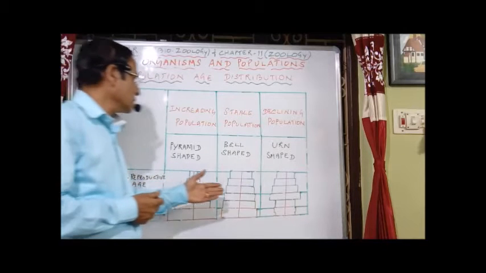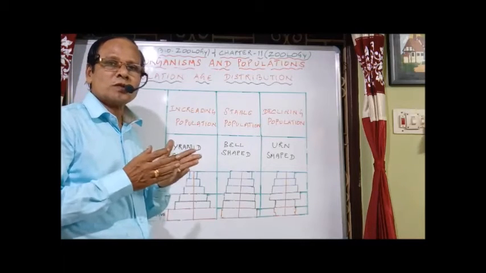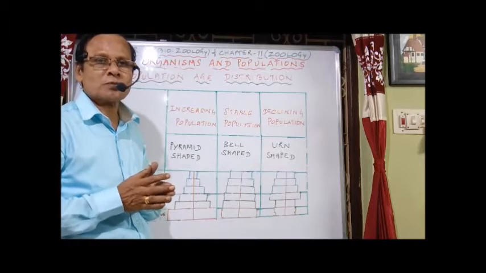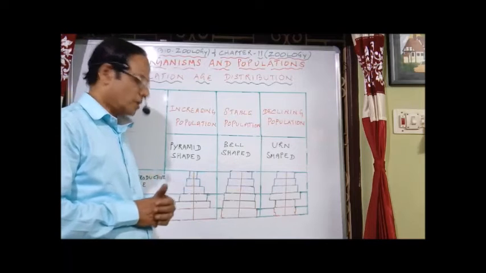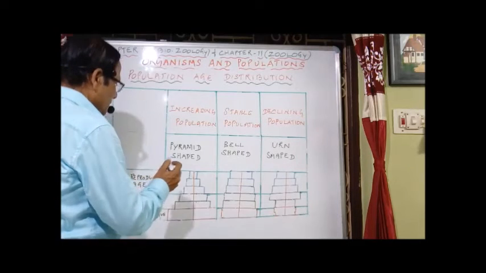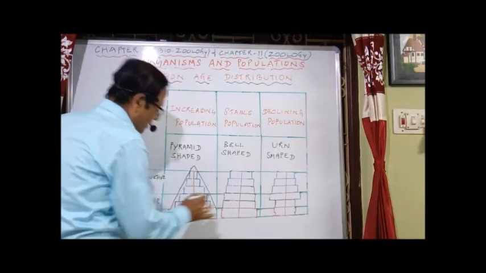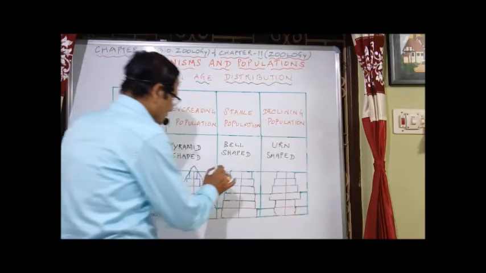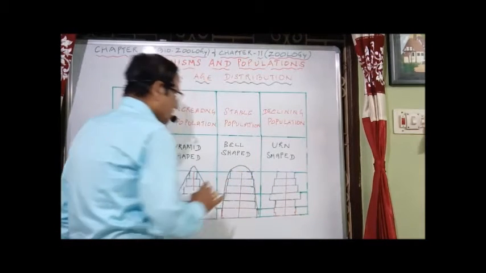Now the second one, a stable population. In a stable population, all three groups of individuals, the pre-reproductive, reproductive and post-reproductive individuals, are more or less evenly distributed. As a result, we have a bell-shaped curve. So here we are getting a bell-shaped curve like this. The earlier one is pyramid shaped, and this one is more or less bell shaped.